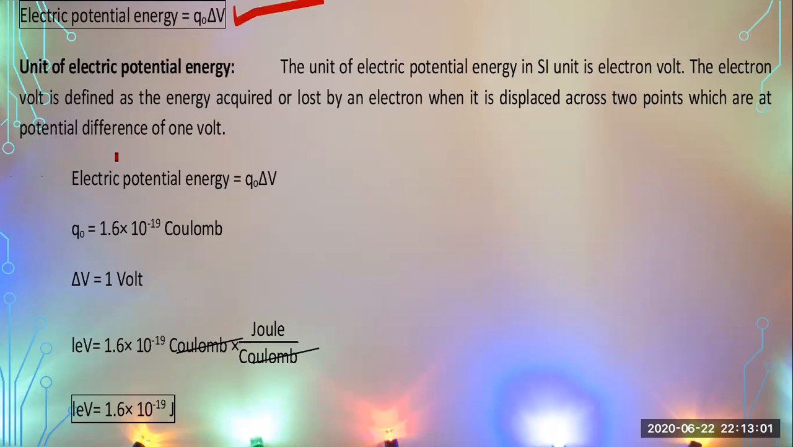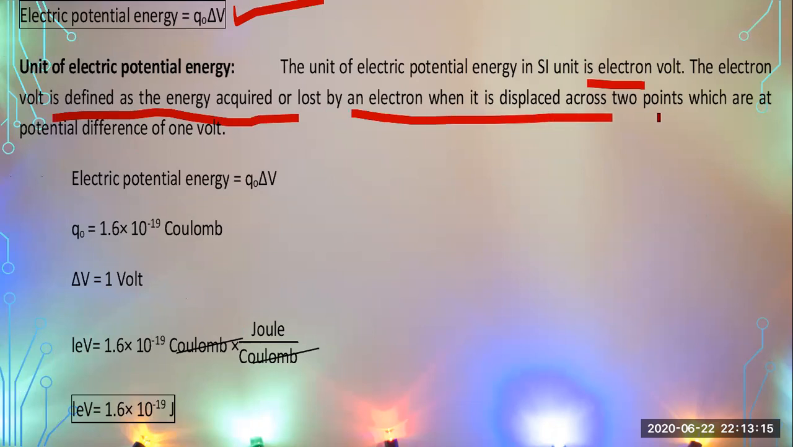Unit of electric potential energy. The unit of electric potential energy in SI is the electron volt. An electron volt is defined as the energy acquired or lost by an electron when it is displaced across two points which have a potential difference of 1 volt.